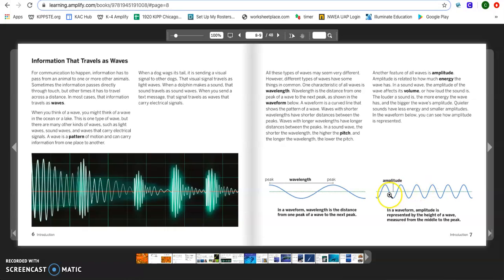Thinking about amplitude. In a waveform, amplitude is represented by the height of a wave, measured from the middle of the peak. So here you have waves that are closer together, and they're going up and down, and the amplitude is based on the height of that wave.